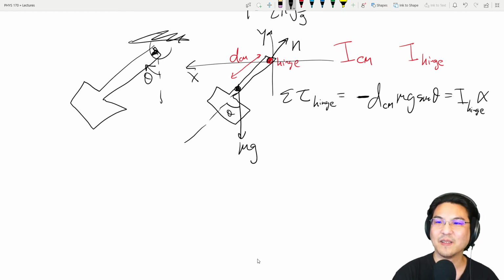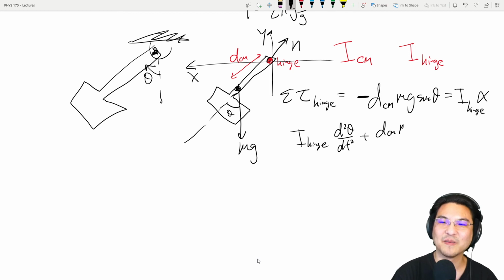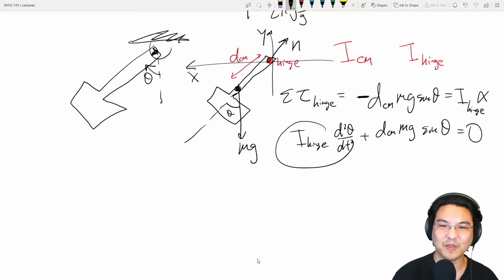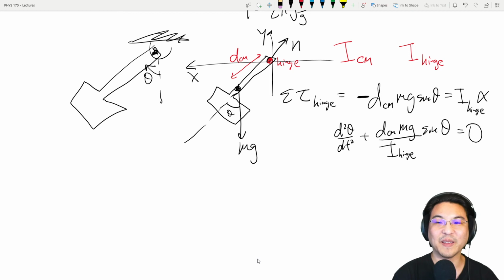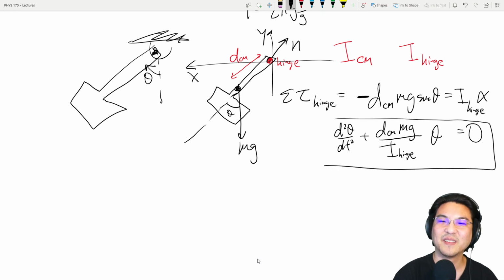Okay, so then let me just rewrite this. I alpha is I times d squared theta by dt squared, the second derivative. And then I'll move this to the other side of the equation, so that becomes plus d center of mass times mg sine theta. And then I'll divide everything by that moment of inertia. Okay, and then for small angles, sine theta is about theta.